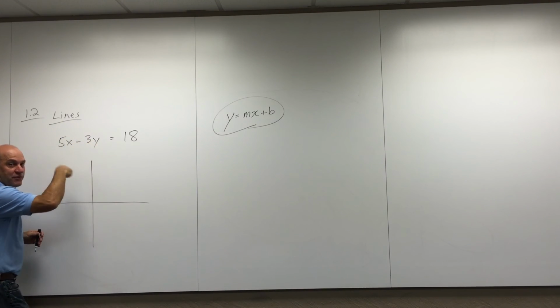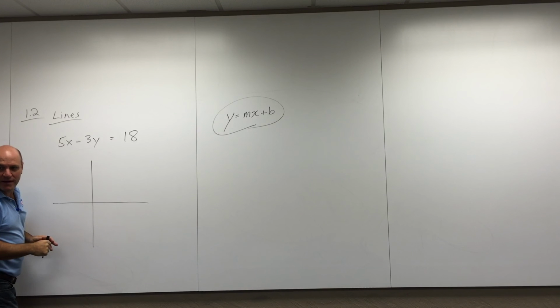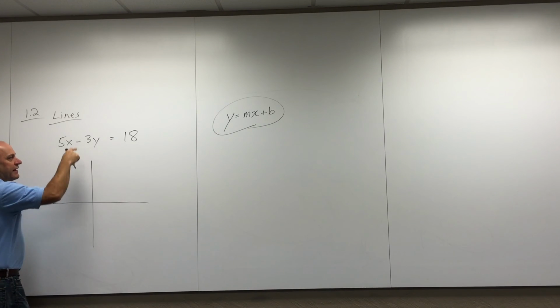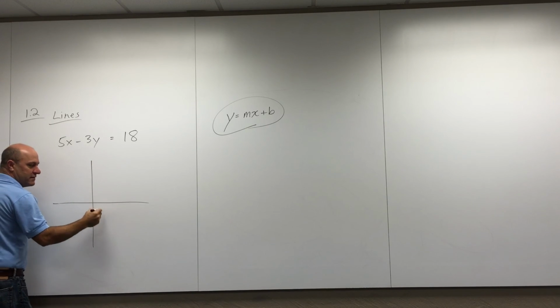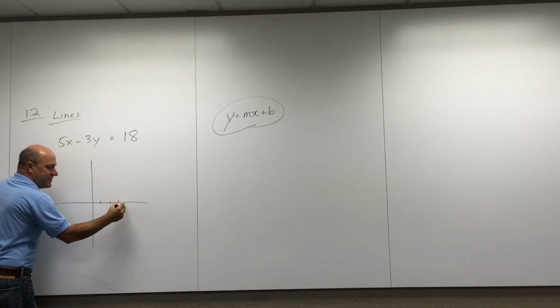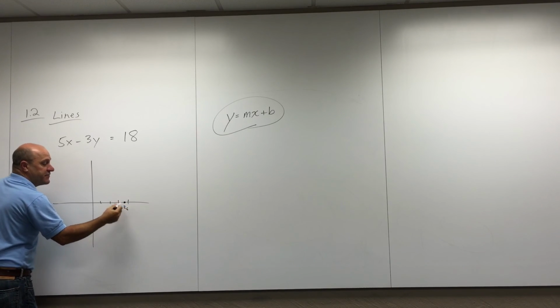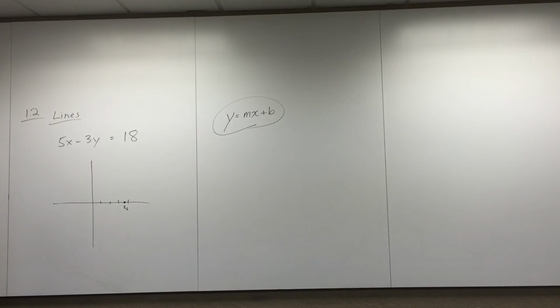Plug a 0 in for y. I'm doing it in my head, if you don't mind. 18 fifths? Okay, 3.6. Okay, thank you. You guys are awesome. There you go. 18 fifths, so that's the x-intercept. So that's 1 point on the line.